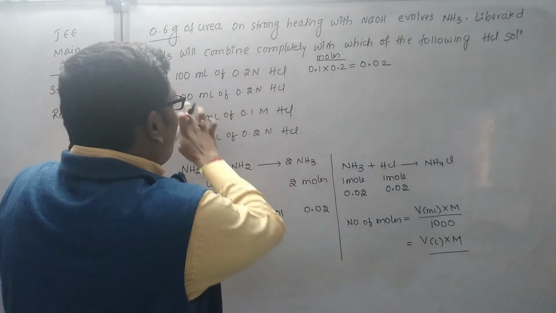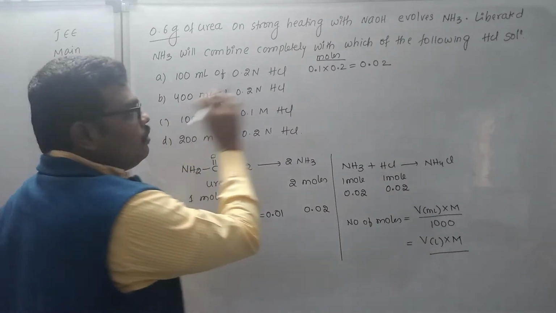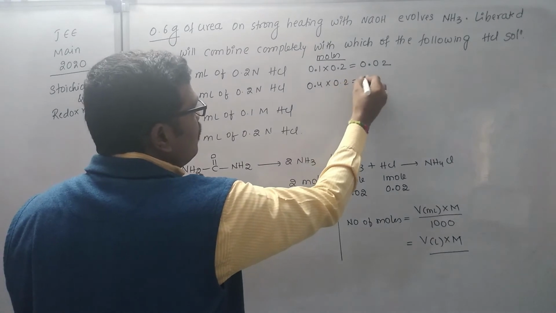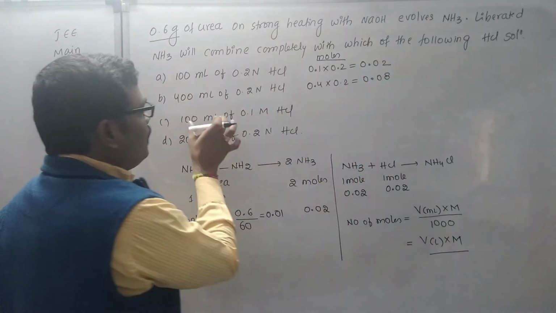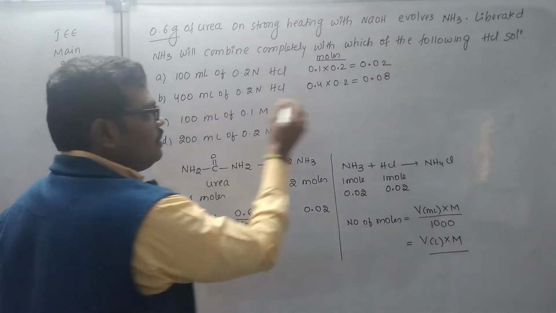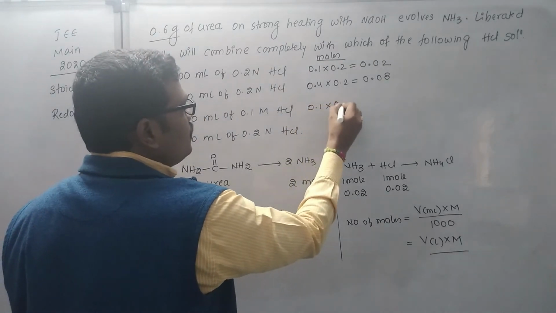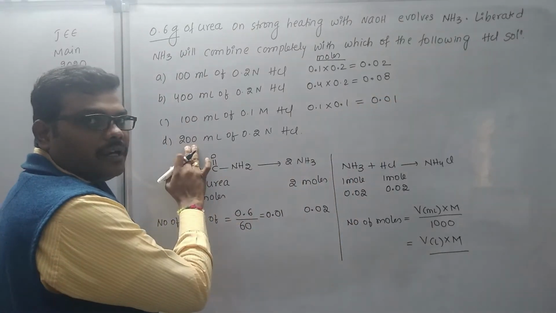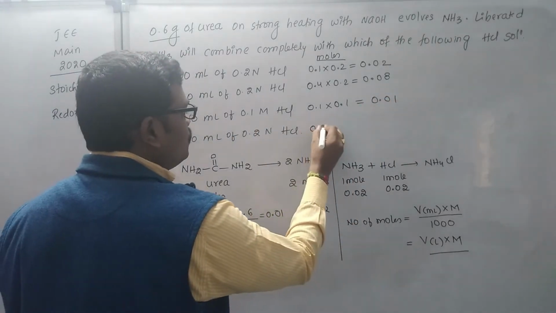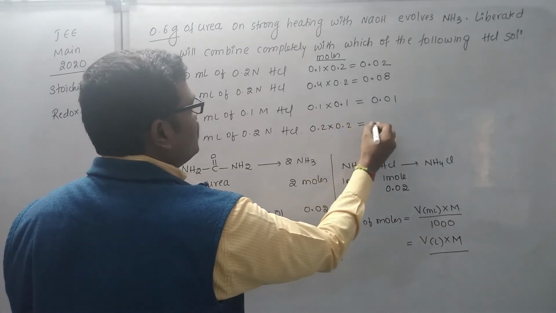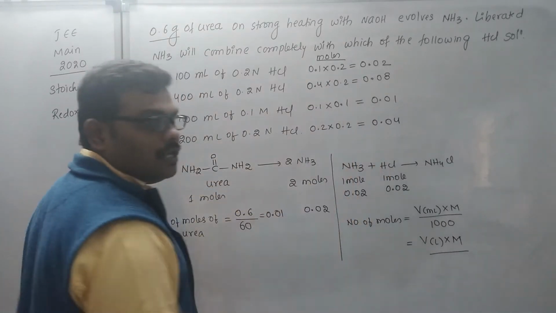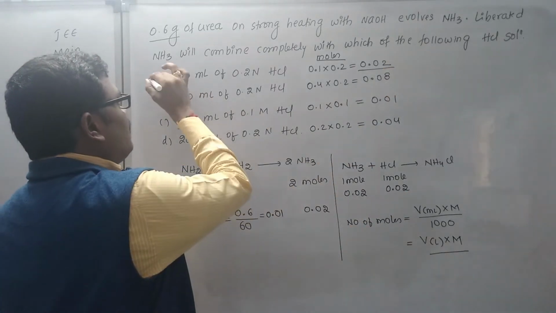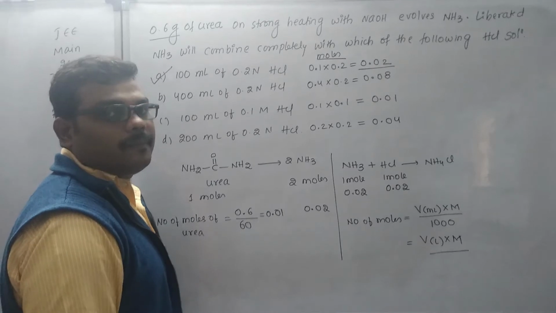Next, volume 400 ml, if you convert this into liters, it becomes 0.4 times 0.2, which is equal to 0.08. And third option, if you convert 100 ml into liter, we get 0.1 times 0.1, which is equal to 0.01. If you convert 200 ml into liter, we get 0.2 times 0.2, which is equal to 0.04. Then which option is matching with our 0.02 moles of HCl? That's why the correct answer is A.